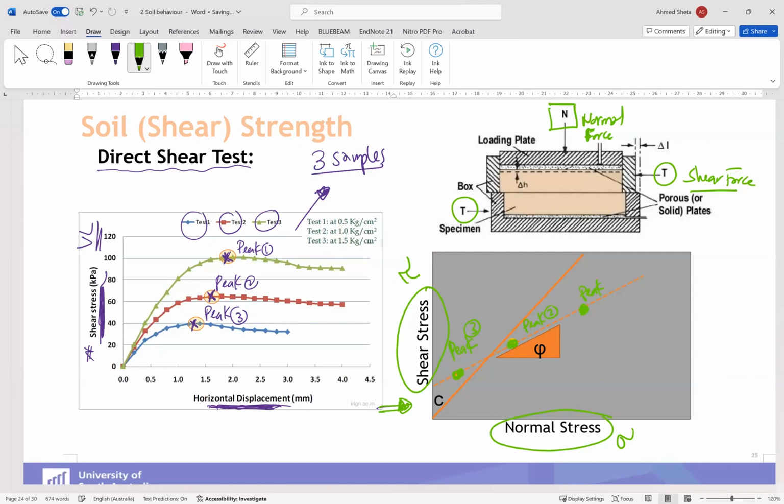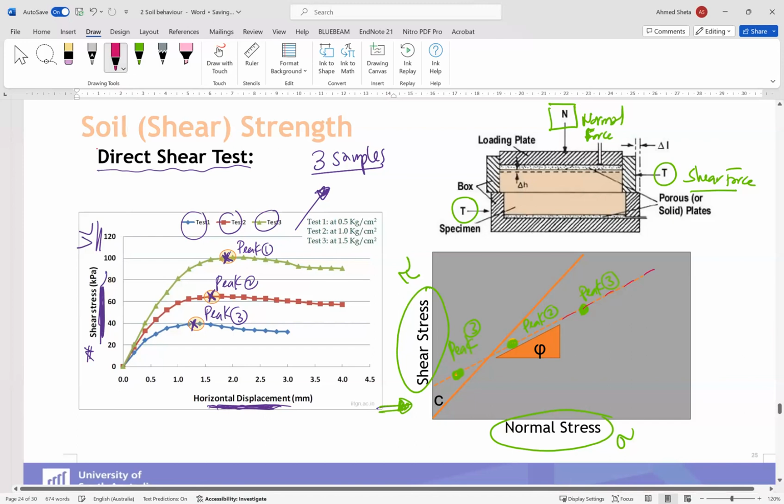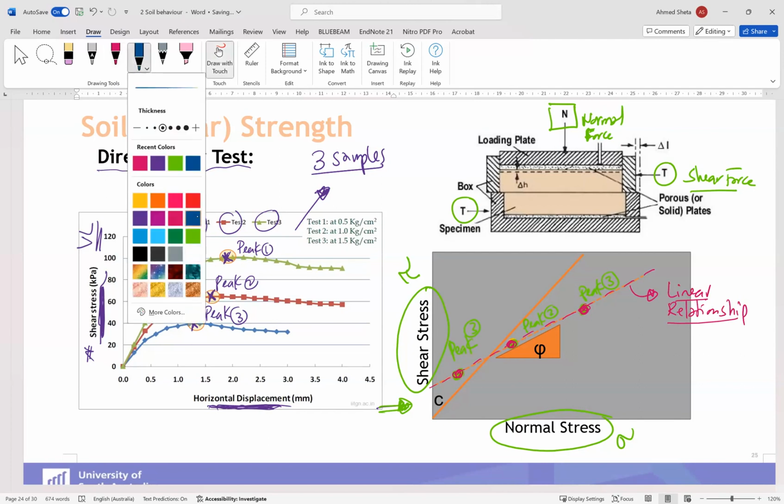Okay. So using these 3 points from the test, we can connect them with a linear relationship, a linear line. So this line is the linear relation between the 3 points. From our test, these 3 points will be almost on one line. And from this plot, we can find how much C and phi.